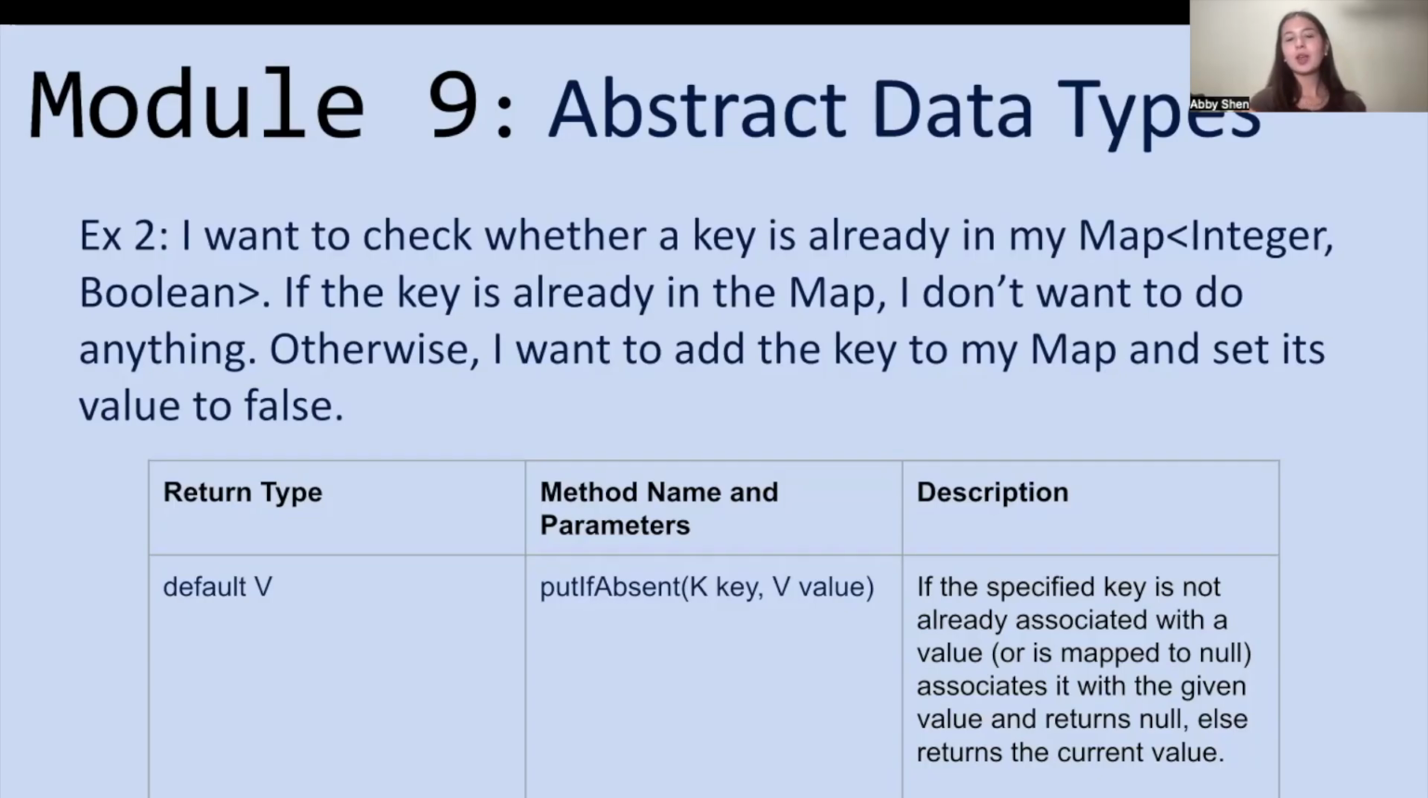Okay, so we're looking at the method putIfAbsent, and we can see from the method name and parameters that the parameters it takes are the key and the value. What it does is, if the specified key is not already associated with a value or it is mapped to null, it associates it with the given value and returns null. Otherwise, it returns the current value. So now we know the expected behavior of this method.